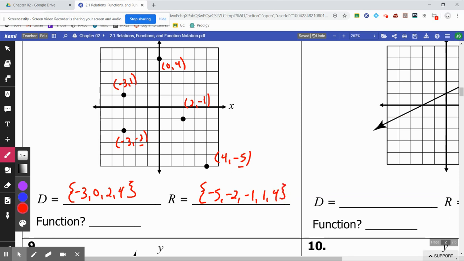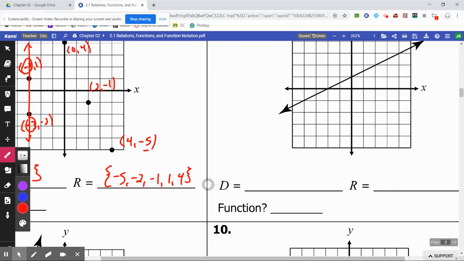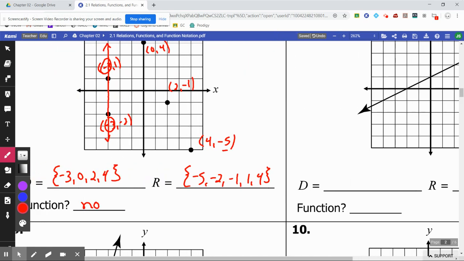And you have issues, again, anytime there's repeat x's. So we see that these 2 points are going to create an issue. Now, the vertical line test says if you can draw a vertical line and it hits 2 different points, then it's not going to be a function. And you can see why, because if it hits 2 different points, that means those points had to have the same x value, had to have the same input. So is this a function? No, it is not.